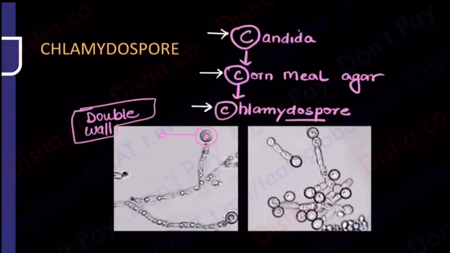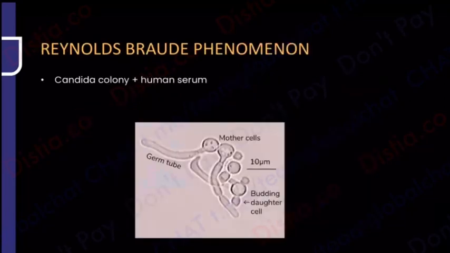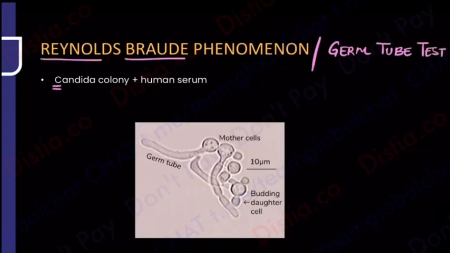There's one last test left. I'm going to change the C into something slightly different. So this time the C is going to change into a G, and that is going to be the germ tube test. And what is the other name for a germ tube test? It is known as the Reynolds-Braude phenomenon.